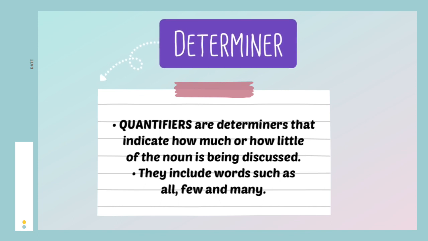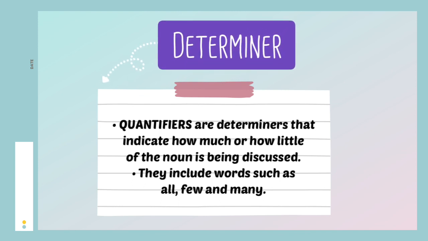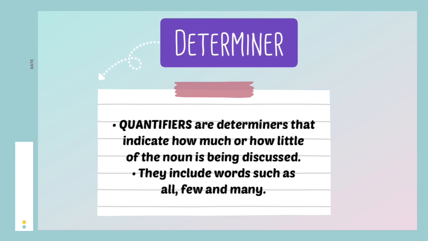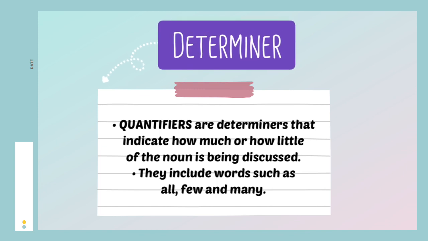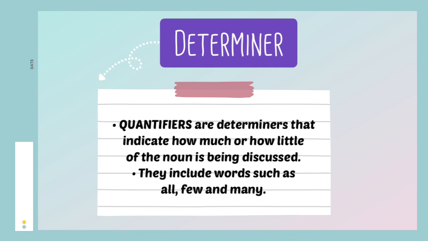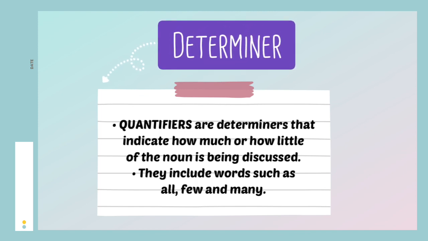Quantifiers. They are determiners that indicate how much or how little of the noun is being discussed. They include words such as all, few, and many. So basically, it refers to the number of nouns. Yeah, so quantifiers tells us gaano karami ang noun na tinutukoy natin.